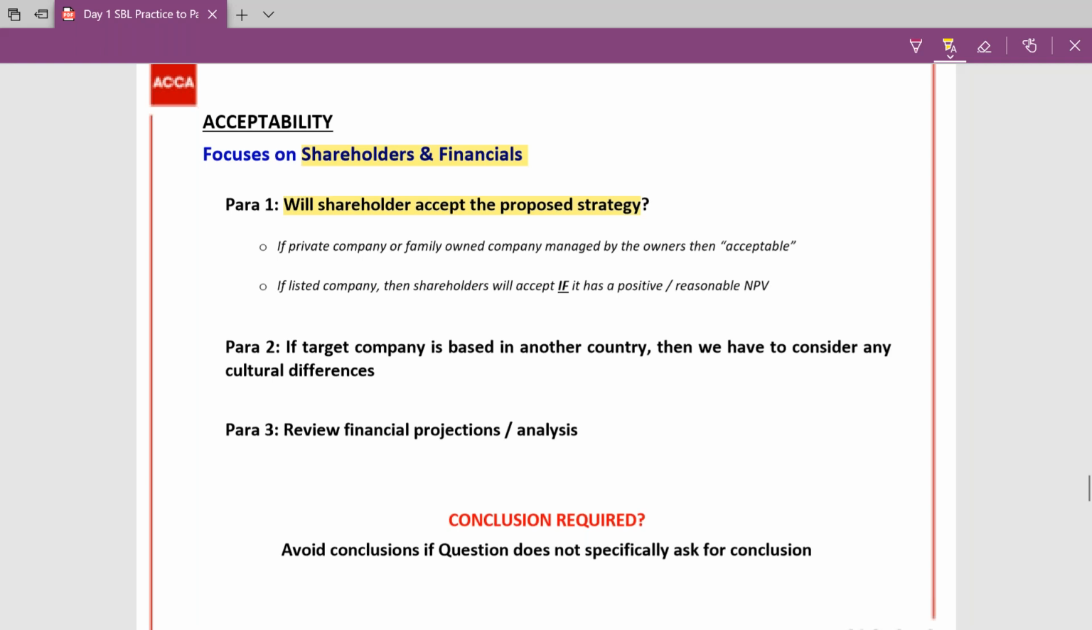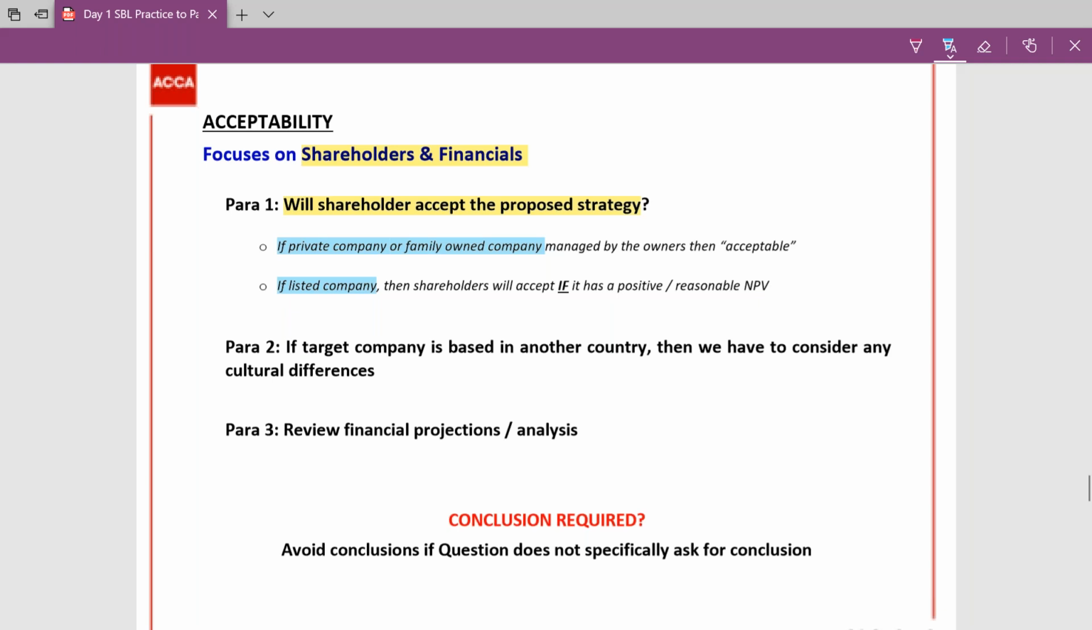So there are two possible scenarios. The first possible scenario is if it's a private company or if it's a listed company. Like, are we a private company or are we a listed company? So in case we are a private company or a family owned company, usually the shareholders themselves are the directors. They themselves are running the business. So in that case, if the directors are proposing, by default the shareholders will accept, because the directors and the shareholders are one and the same person. You understand?